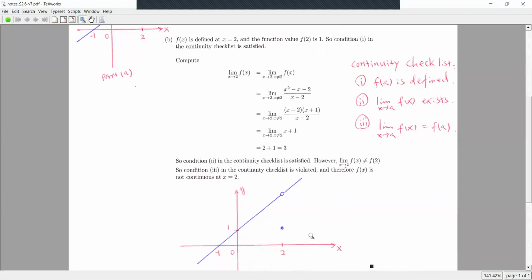Here is the graph of the function. At point 2, the function has a break. When we draw the graph of the function at point 2, we have to remove our pen from the paper. Then plot this solid point, then go back to draw the line.